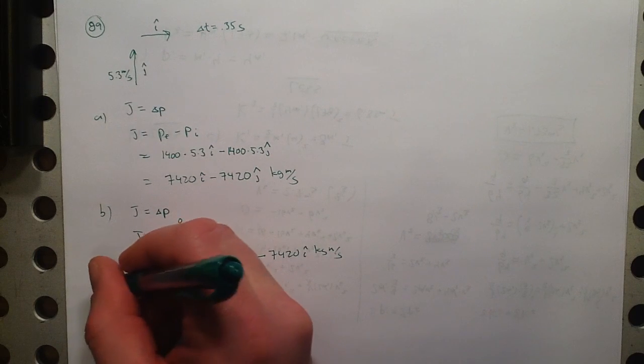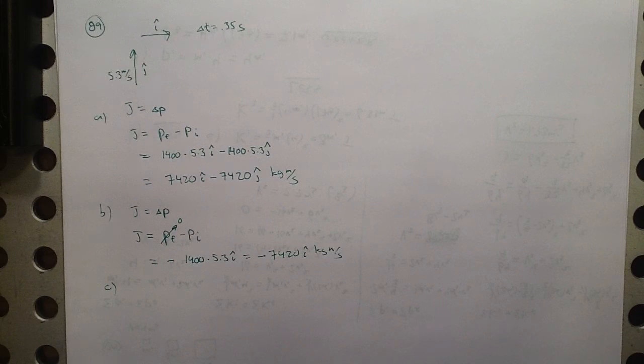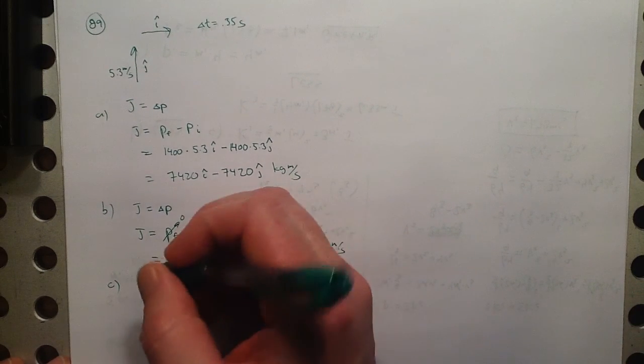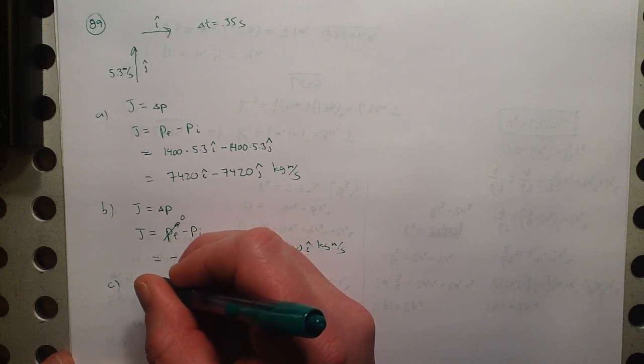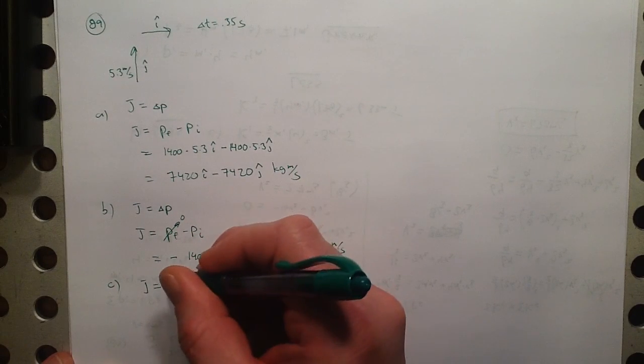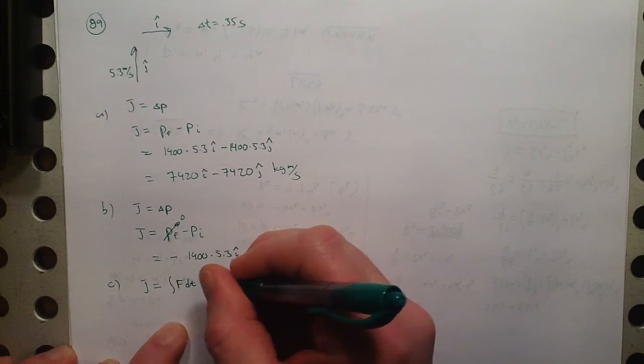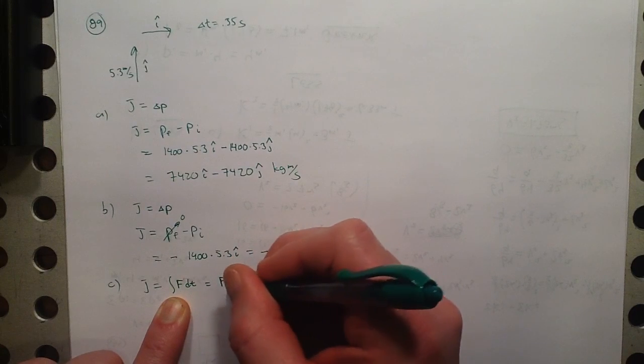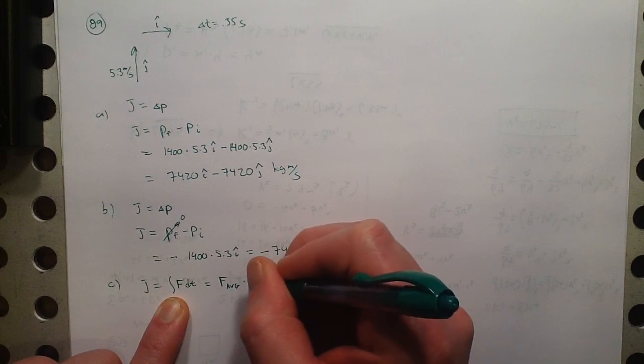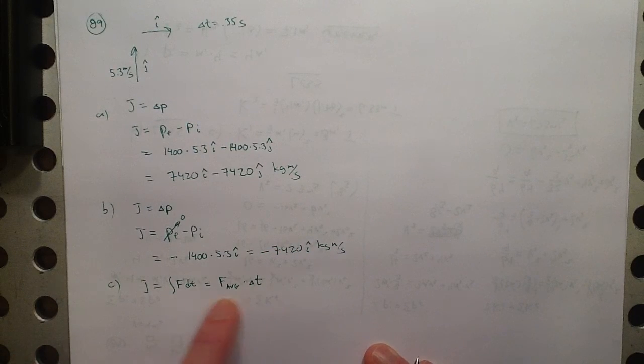Part C. What is the magnitude of the average force that acts on the car during the turn and during the collision? So here we're going to recognize that J, impulse, is equal to the integral of force with respect to time. But if we're just talking about average force, we know from calculus the average value of a function, that this is also true. And they gave us the time interval, so this is what we're going to use here.